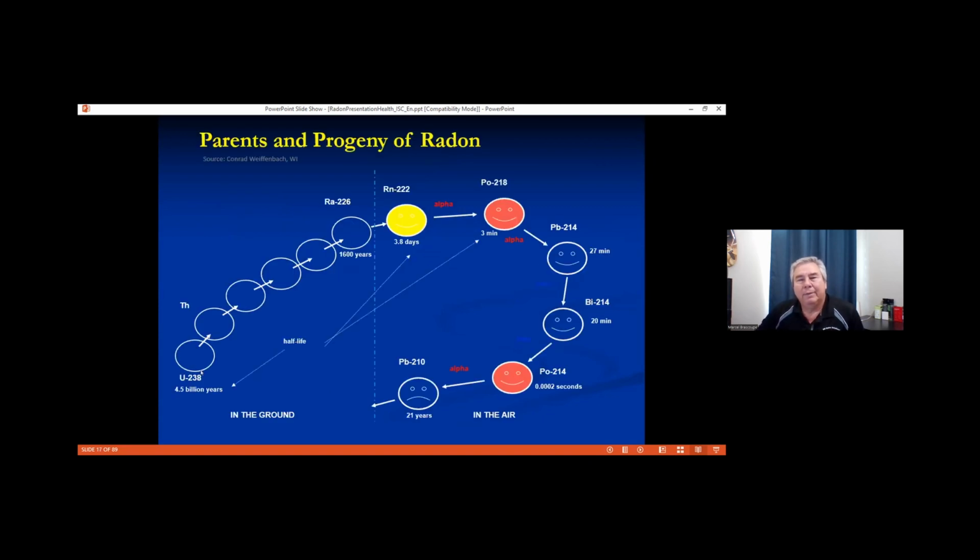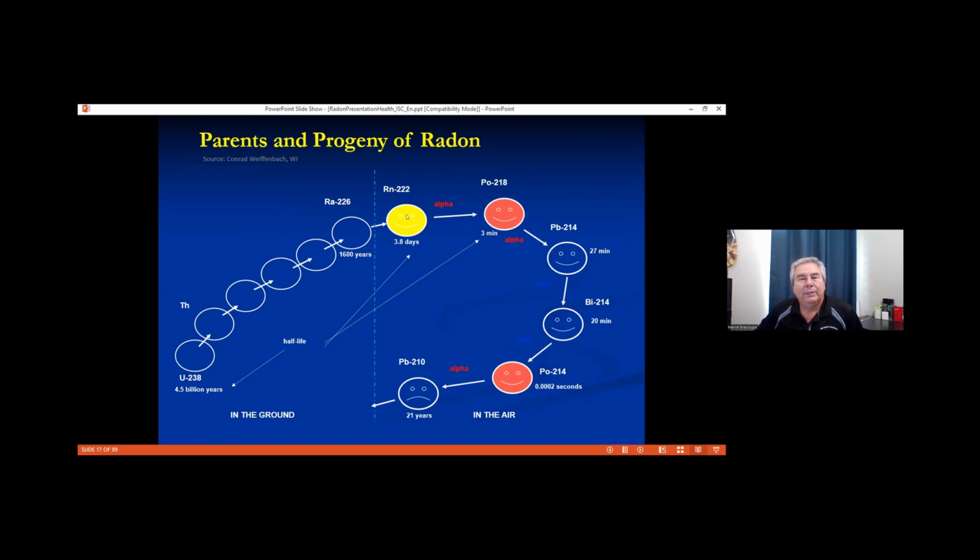Here is the chain. We call it a radioactive chain. We start off with uranium-238, and it's radioactive, so it's going to change into different metals until it gets to about radium-226, and at that point radon comes from radium. Radium is also radioactive. It's going to disintegrate and change to radon, which is a gas. So radium is a metal that changes to a gas.